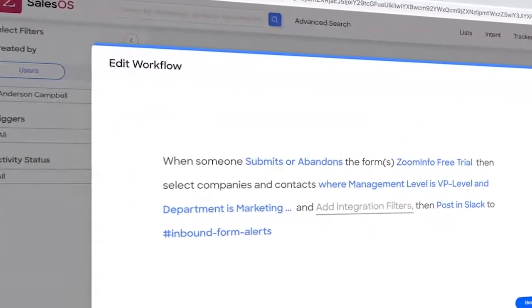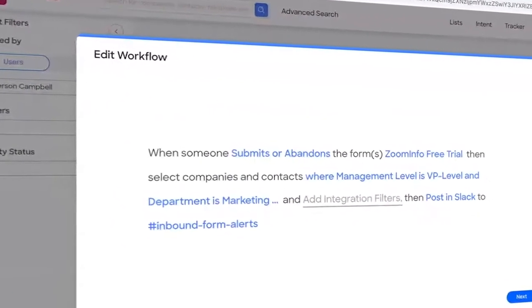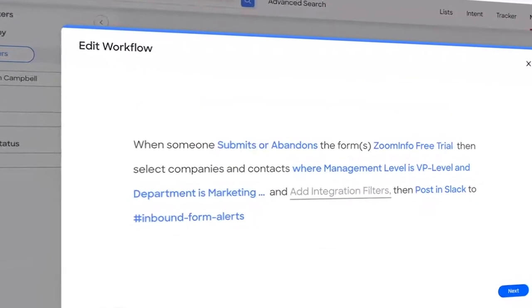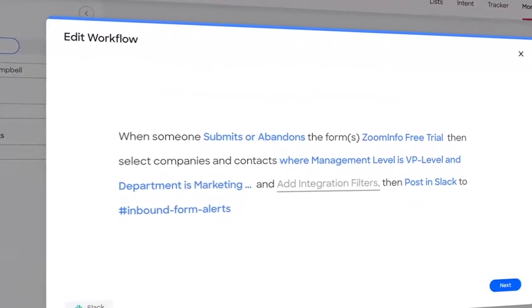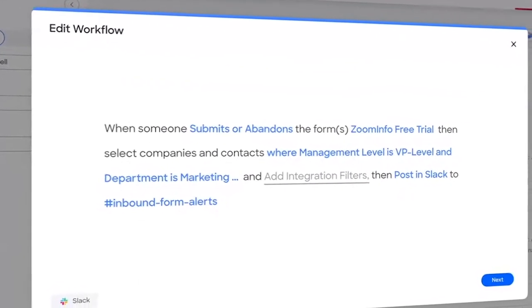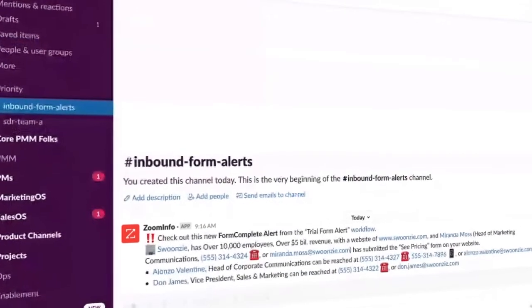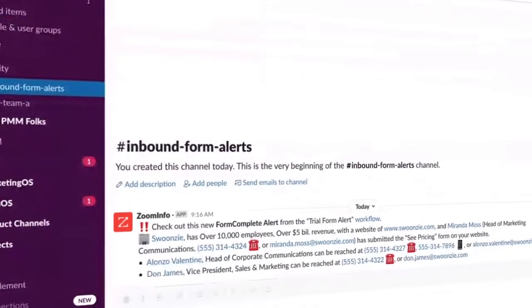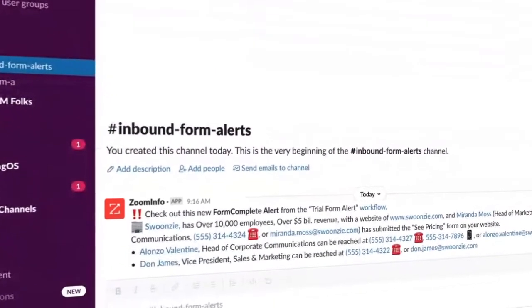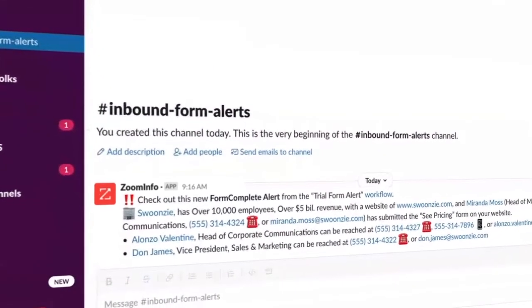ZoomInfo Slack app gets your team the best and freshest sales intelligence where and when they need it. Imagine a prospect comes to your website and fills out a form you've simplified with ZoomInfo Form Complete. That submission can instantly trigger a workflow that alerts the right Slack channel within seconds of the form being filled out. Your reps will immediately have the necessary information on the company, the person who submitted the form, and the other decision makers at that organization.